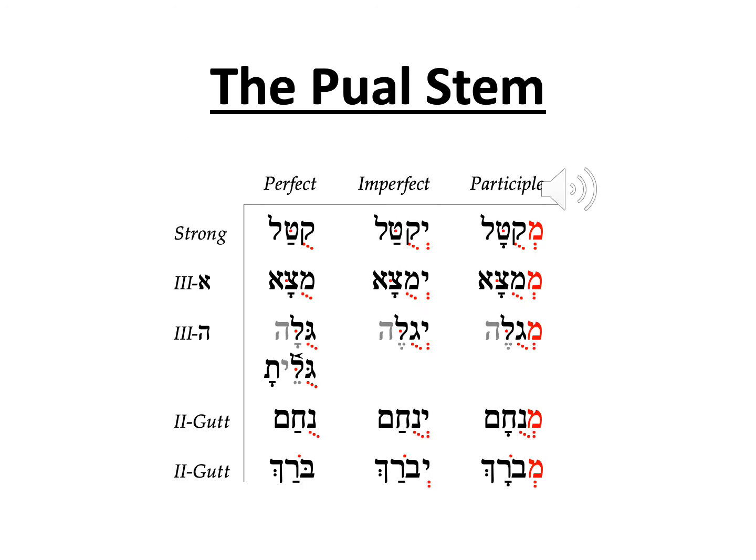Well, there you have it. We have the entire Pual paradigm of strong and weak verbs. Again, very easy. Perhaps the only thing that needs to be watched out for is that perfect verb with a second guttural, because it might be mixed up with a Qal strong participle. However, again, that patach under the second root letter lets us know that we're not dealing with a qotel, but a poal.